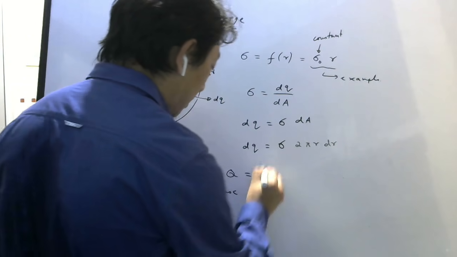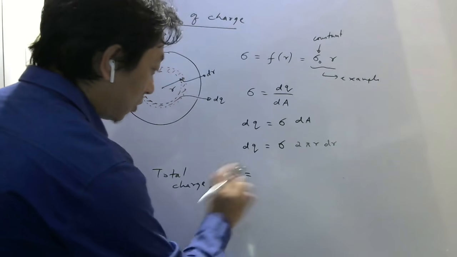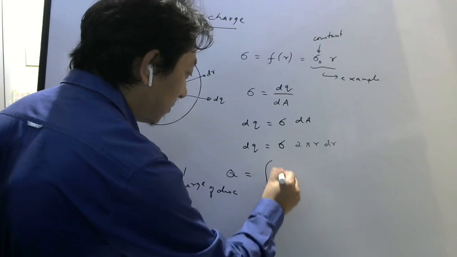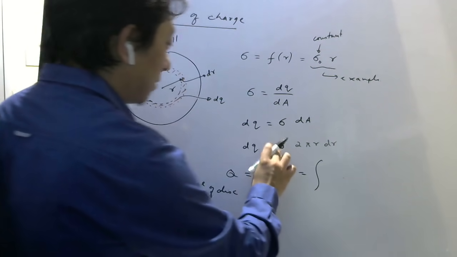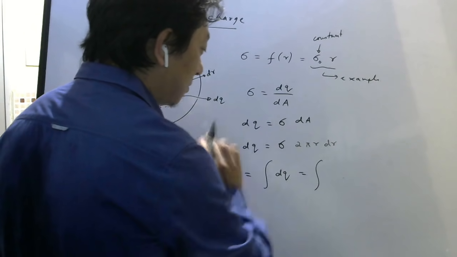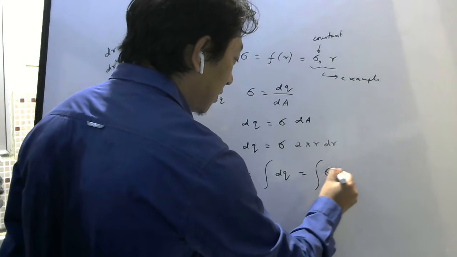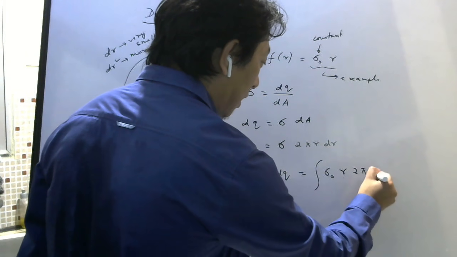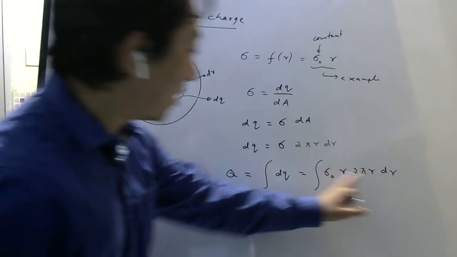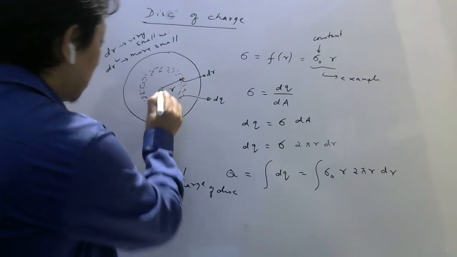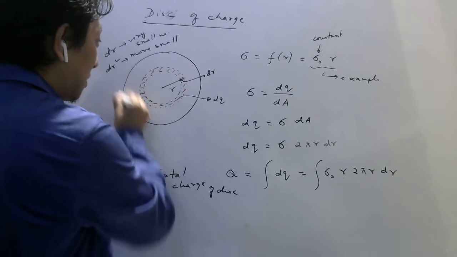So it will be here. First, what is the formula for total charge? You have to integrate this dq. So if you integrate this dq, sigma into dA, dA I have substituted. What is the sigma they have given? Sigma naught r, 2 pi r dr. Now you see you can integrate nicely because r dr has come. And you have to start from this ring till you reach this ring.